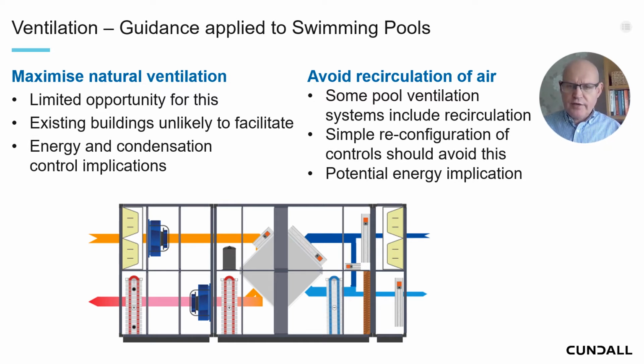Avoiding recirculation of air. Well, a lot of pool systems do actually include recirculation in the primary plant. It's there as an energy reduction measure when full fresh air isn't required in order to control temperature and humidity levels. It should be easy to reconfigure the controls to avoid the recirculation and operate in full fresh air, although it has to be noted that there is a potential energy implication with this. If we're full fresh air in winter, it's obviously going to take a lot more energy to warm the air.